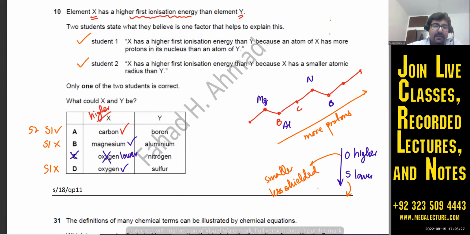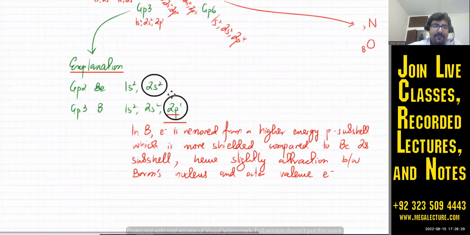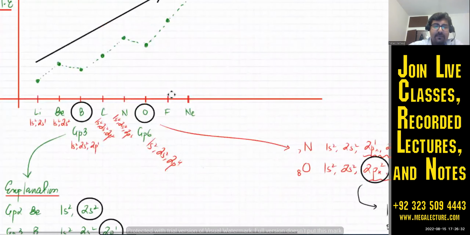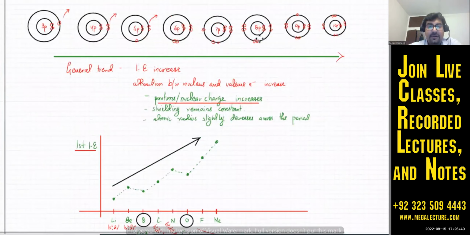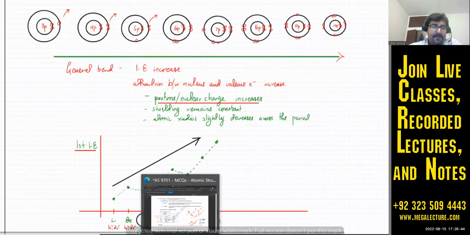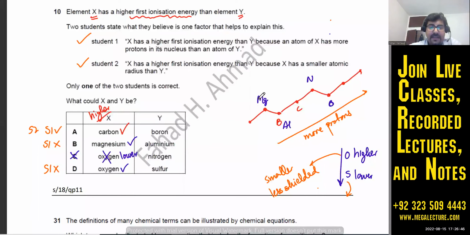Because what happens when you move across the period? The protons are increasing, but the atomic radius is also slightly decreasing. They become smaller and smaller when you move across the period. So that means in the case of carbon and boron, carbon not only has more protons, but it also has a slightly smaller atomic radius. So that means student number 2 is also correct for this one.